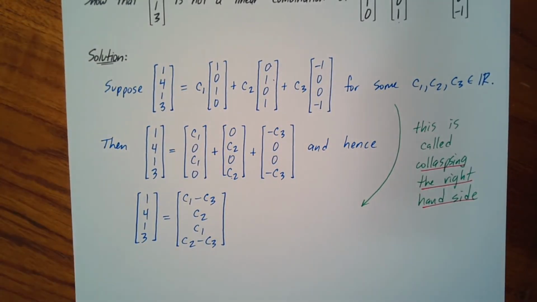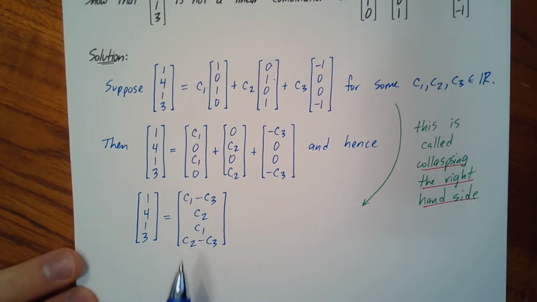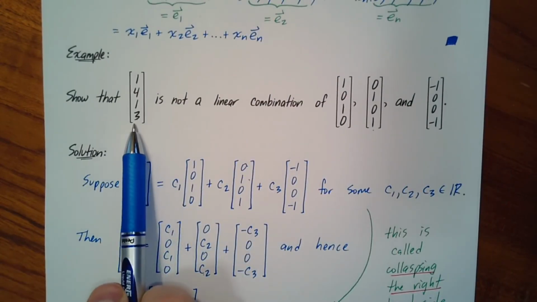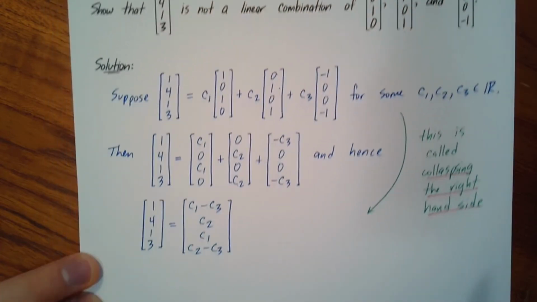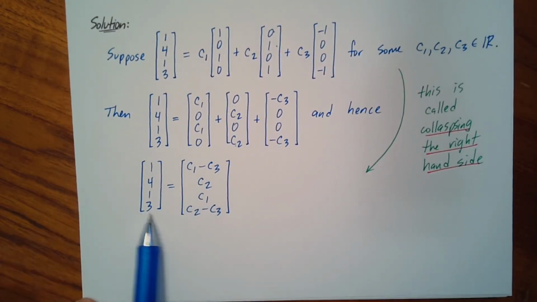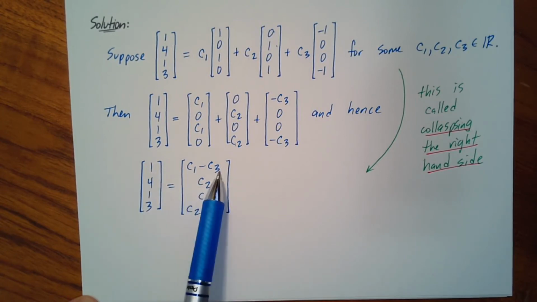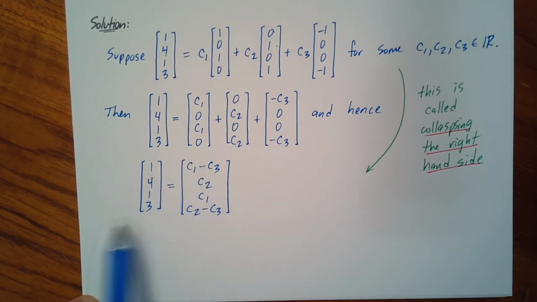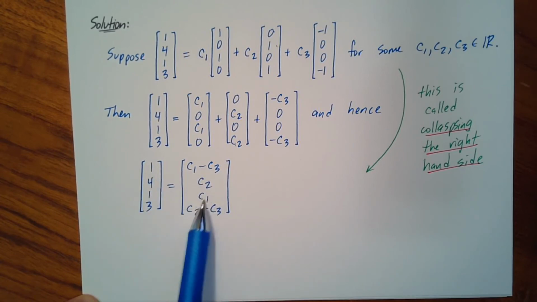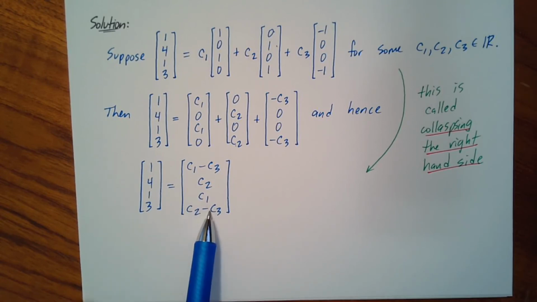Okay, so now what good is this? That doesn't mean we're done, right? What does this have to do with being a linear combination? What does this have to do with testing whether this vector is a linear combination of these three vectors? Well, this is an equation of two vectors in R4. What does it mean for two vectors to be equal? Well, it means each of their coordinates are equal. So what this tells us is that C1 minus C3 had better equal 1. C2 had better equal 4. And C1 had better equal 1. And C2 minus C3, finally, that's going to have to equal 3.